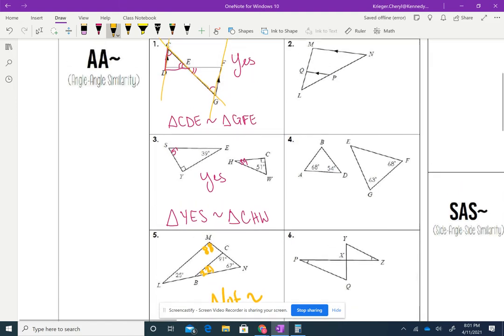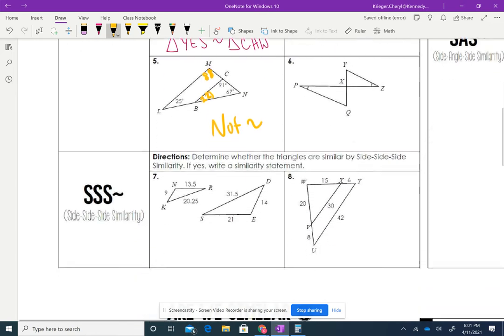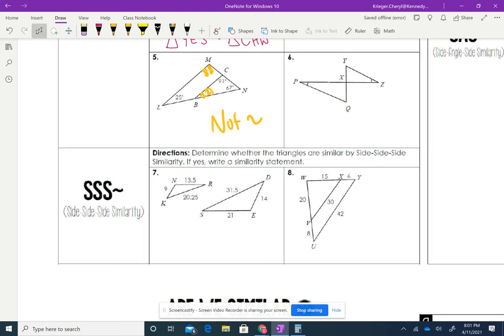Okay, and you guys can do 2, 4, and 6. All right, 7 and 8 say determine whether the triangles are similar by side-side-side similarity. Okay, so we know that if they are similar by side-side-side, the sides are proportional, right?